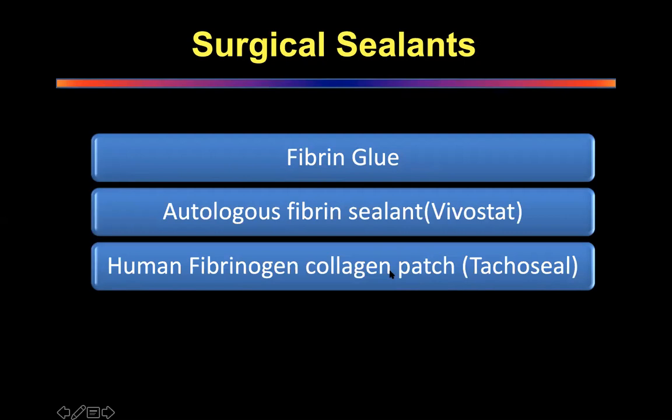Tacoseal is a nice patch. It works like a pleural patch. It is available as a flat sheet, like a Surgicel. Wherever you've got an air leak, instead of putting sutures through the surface of the lung, you patch it. You just stick the Tacoseal onto it, and surprise, surprise, it actually works very well on the surface of the lung to stop air leaks.